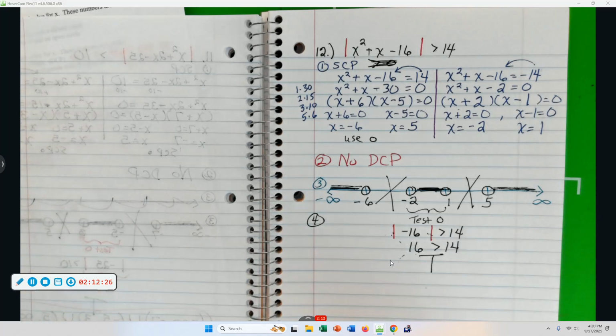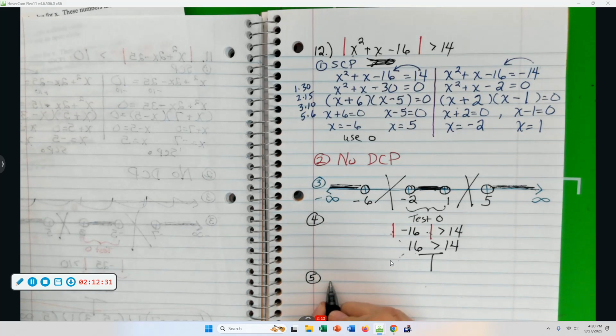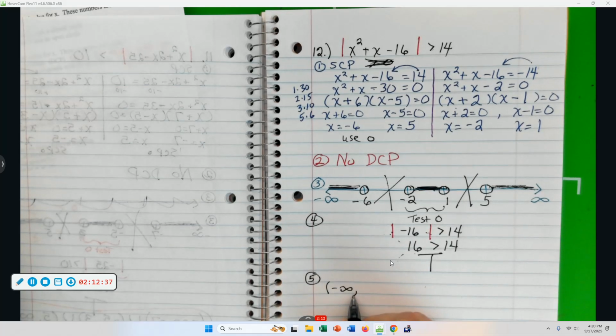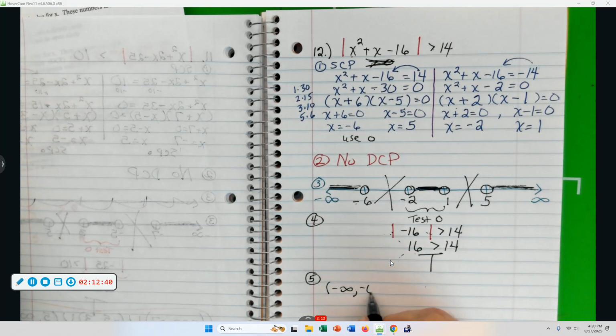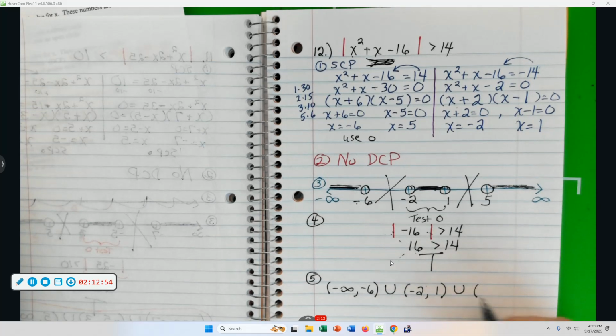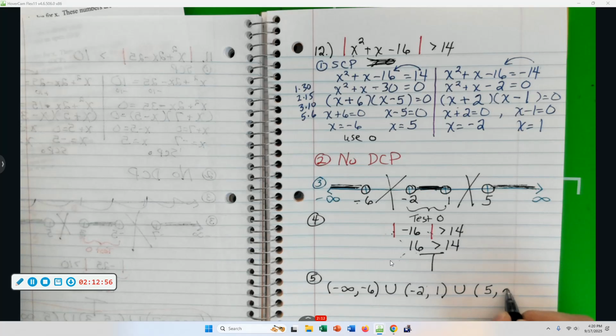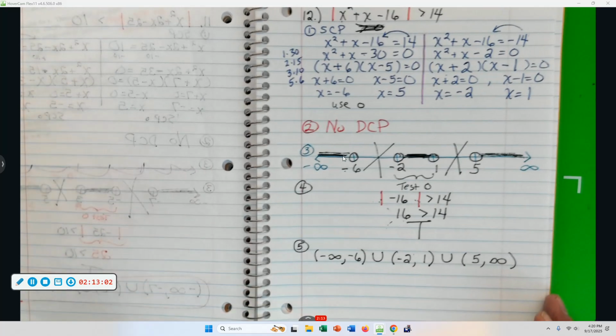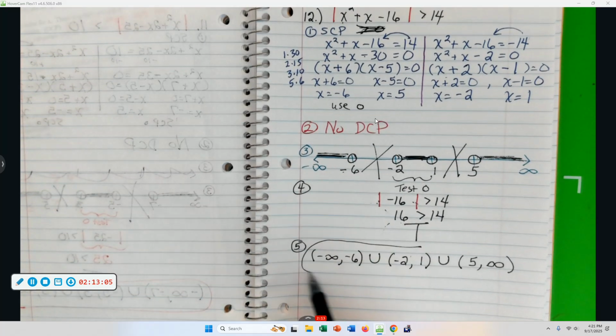Now it's just writing out the final answer. Start off parentheses, negative infinity, comma, -6, parentheses, and union, parentheses, -2, comma, 1, parentheses, union, parentheses, 5, comma, infinity, parentheses. I'm going to type all of that in, Tim. Okay, let me type it in.